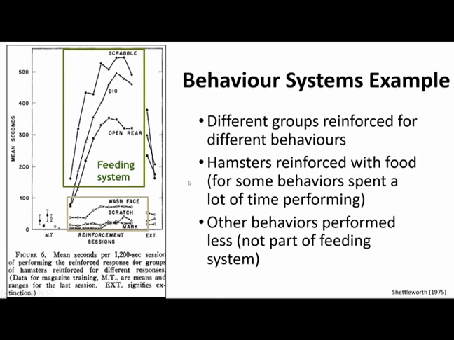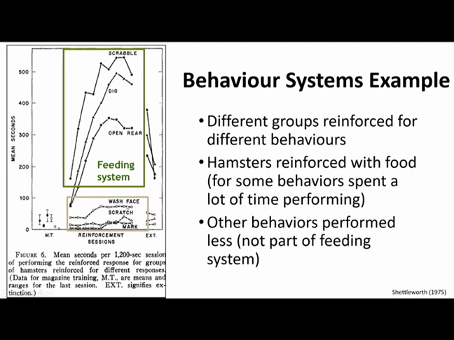These hamsters were divided up into 6 different groups, and each group was reinforced for a different kind of behavior. We had one group that was reinforced for scrabbling. Basically, they would move dirt around using their paws. We'd have another group reinforced for digging, so pretty self-explanatory. Another group for open rearing, and that's basically they would stand up on their back legs, a behavior that we'd often see hamsters do when they're looking for food. So all of these fall under our feeding system, if we look at our behavioral systems.